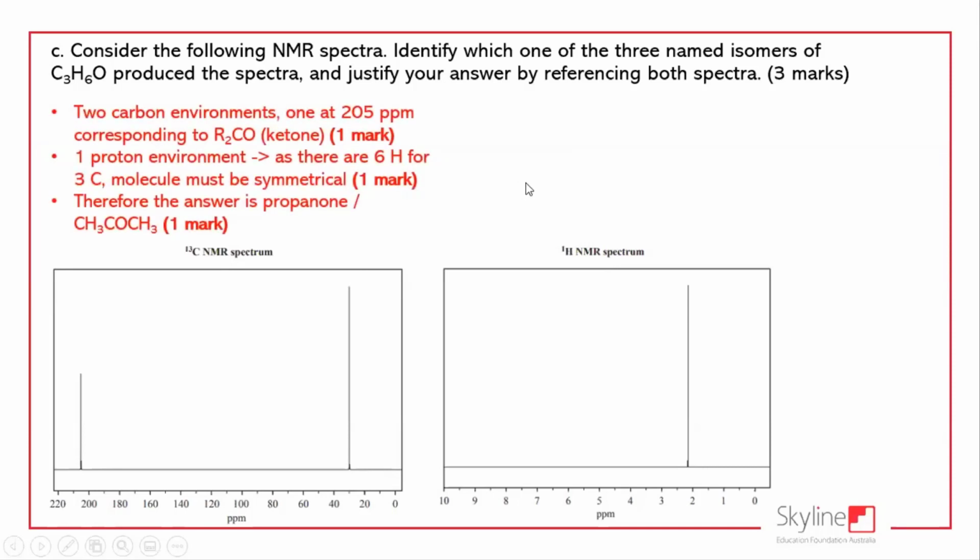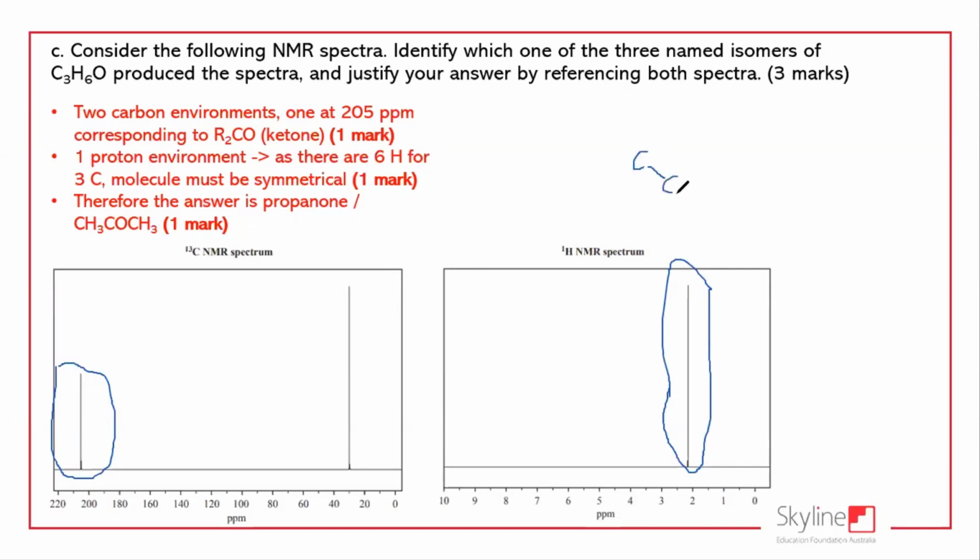Okay. Well, there are 2 carbon environments, right? One is at 205 parts per million, all the way down here, and if you look at your data booklet, you'll see that actually represents a ketone. And there's also 1 proton environment, which means all of these 6 hydrogens have to be identical. Therefore, it's symmetrical. Therefore, the answer is propanone.